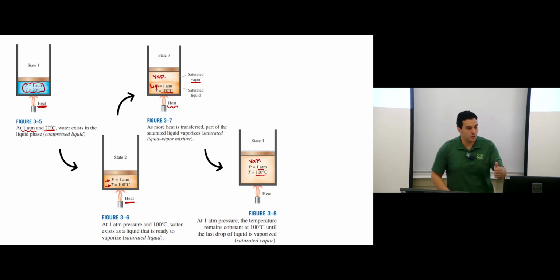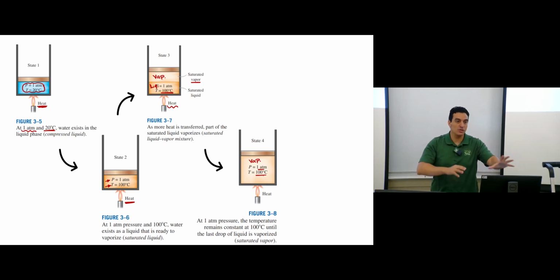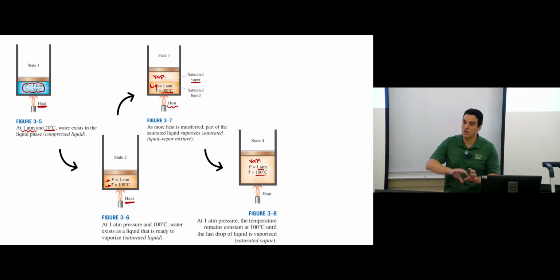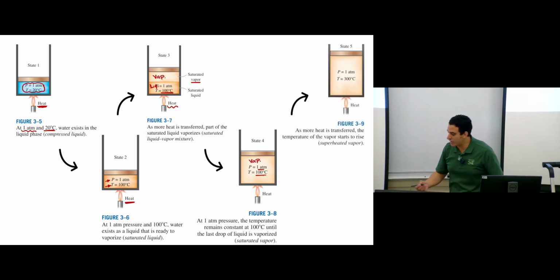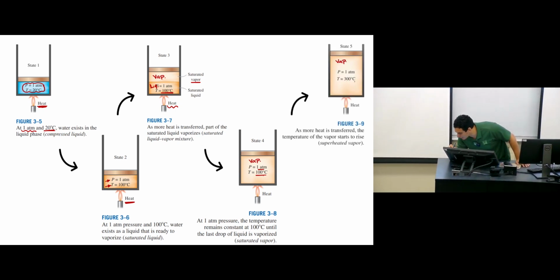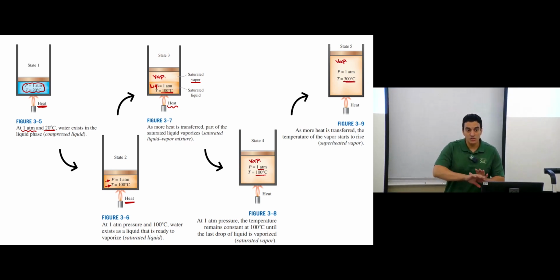So at this temperature, which is 100 degrees Celsius at 1 atmosphere, phase change is happening. At 100 degrees Celsius, we have liquid and vapor, and all the liquid will be vapor at the end. So at this 100 degrees Celsius, we have this phase change happening. If you increase the temperature above 100, then we still have vapor. And here, let's assume the temperature is 300 degrees Celsius, for example. So this is the whole idea.